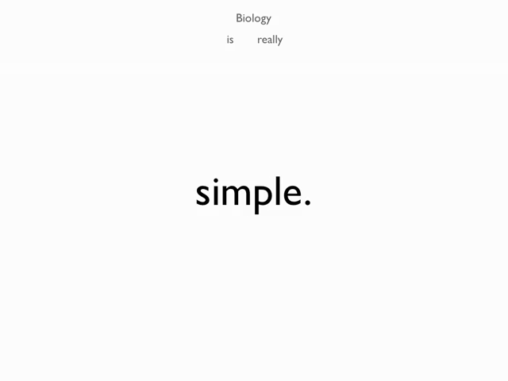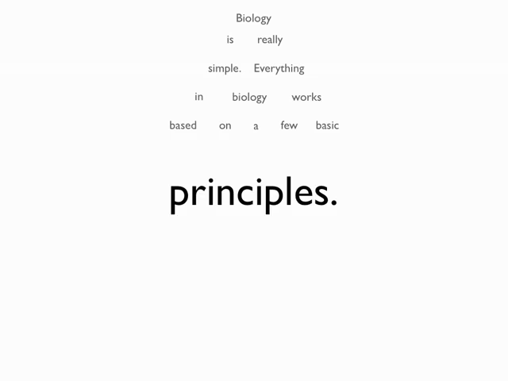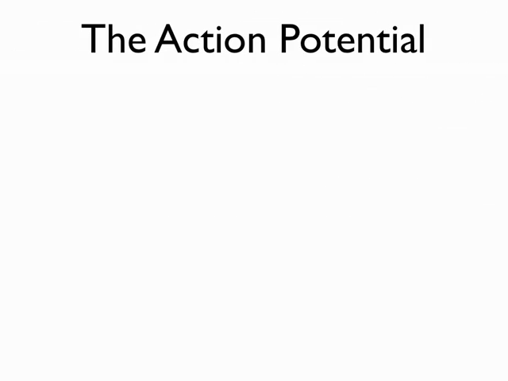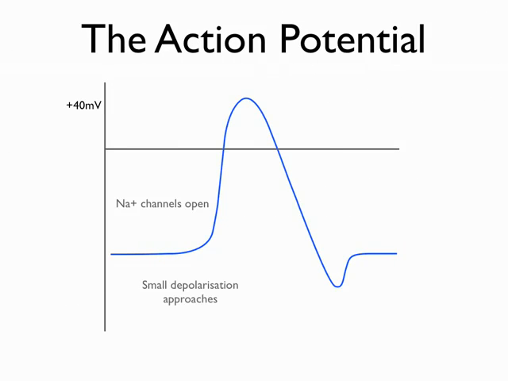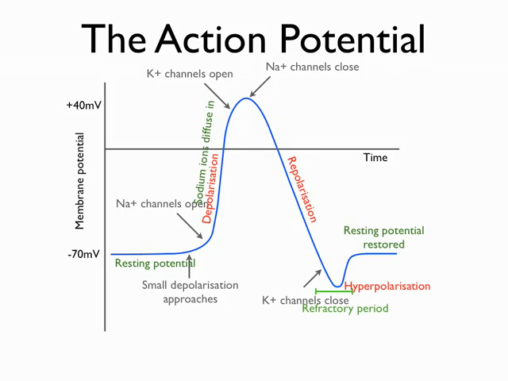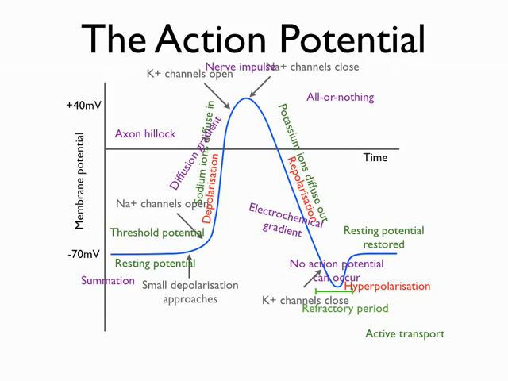Biology is really simple. Everything in biology works based on a few basic principles. The action potential is a really good example of this. It might look really complicated, but all you need to know is how diffusion and active transport moves ions.